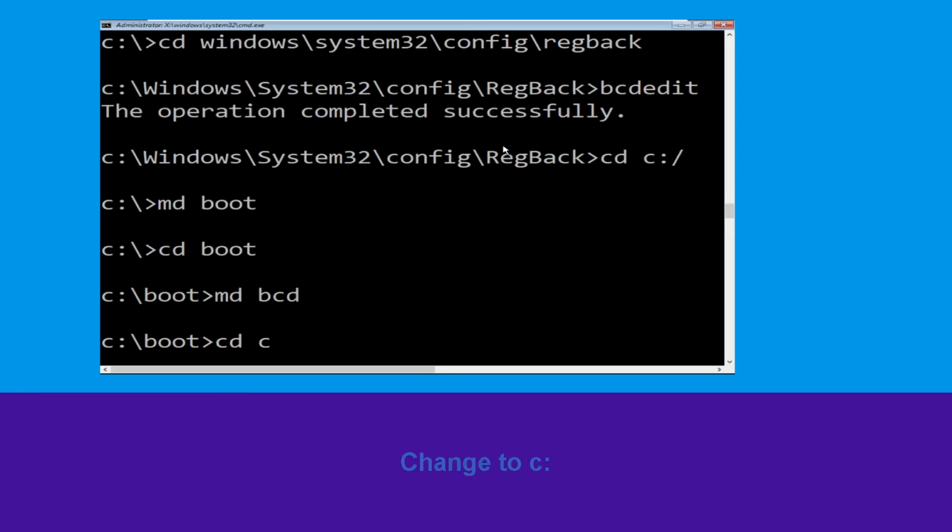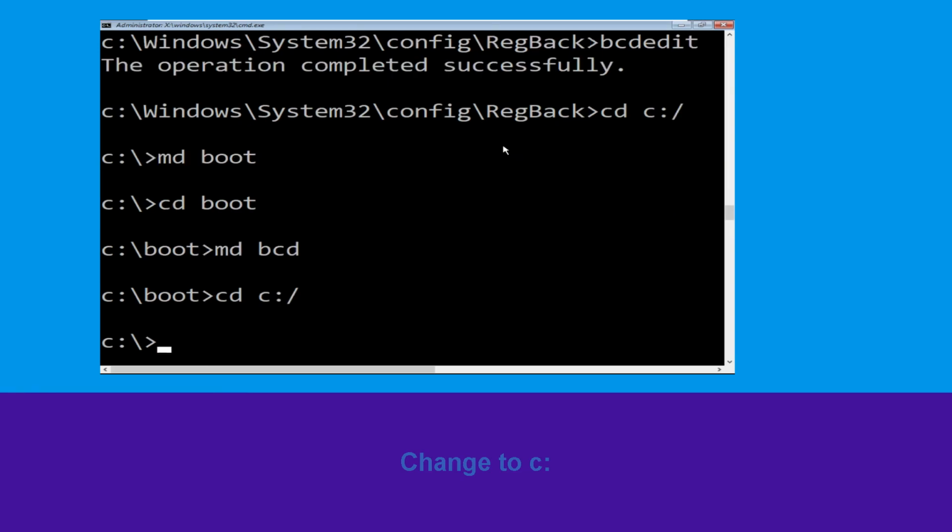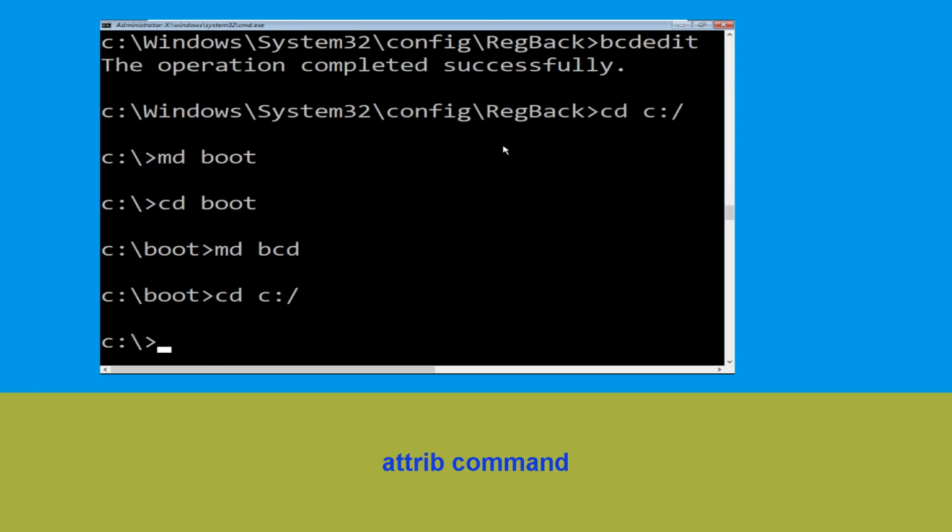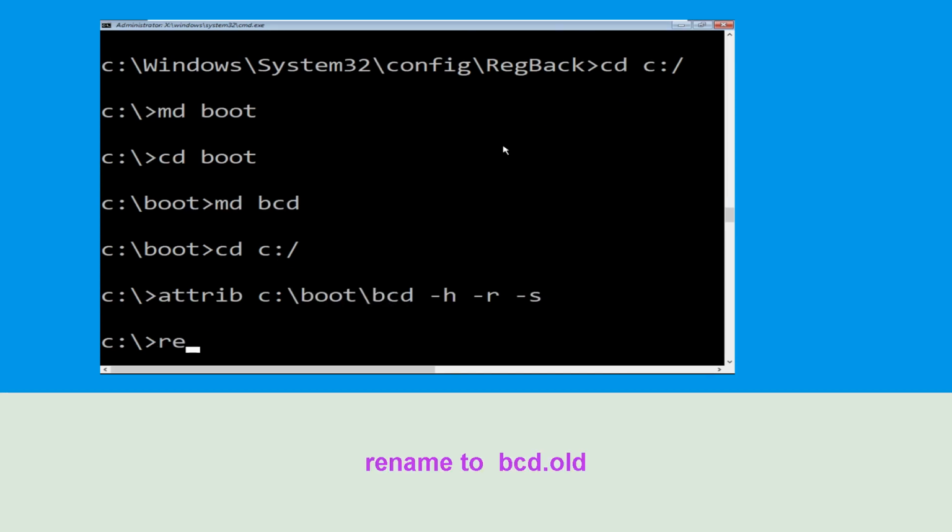Type cd c:\ and hit enter. Now type attrib c:\boot\bcd -h -r -s and hit enter. Type in ren c:\boot\bcd bcd.old and simply hit enter to execute this command.